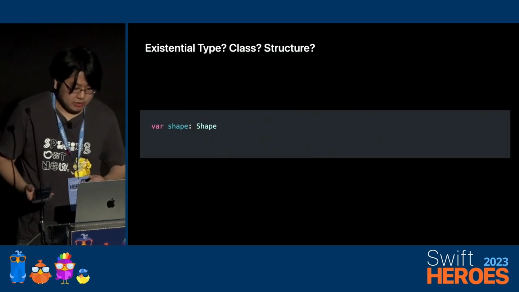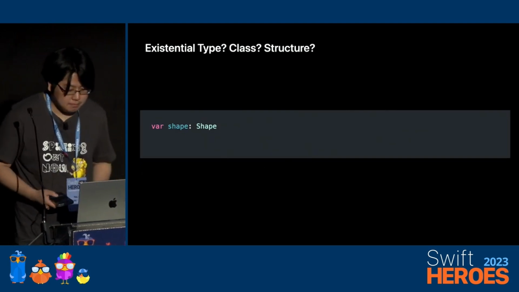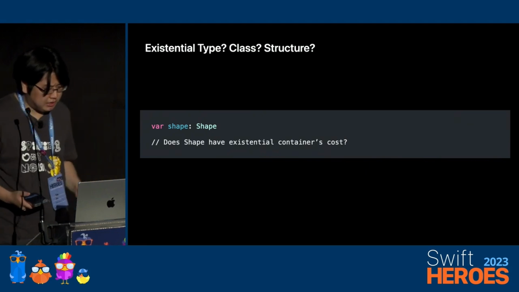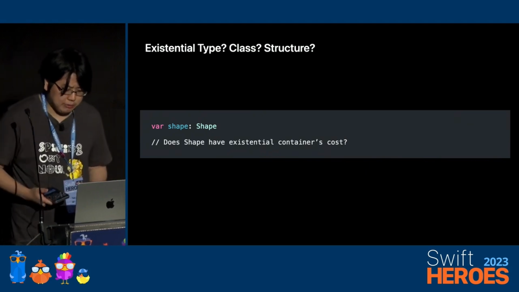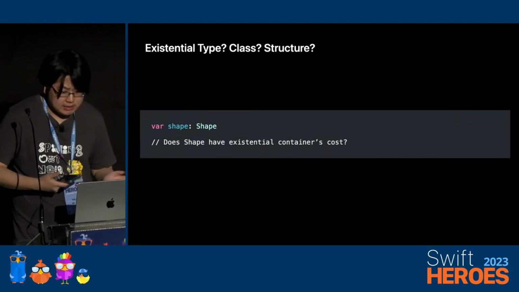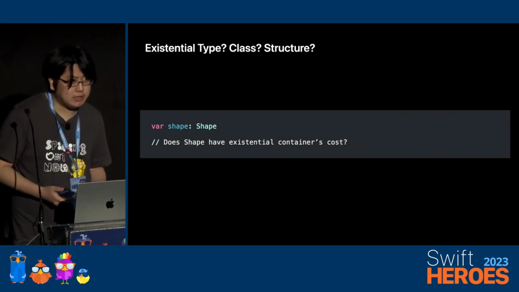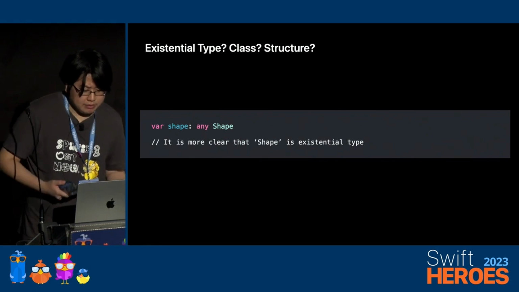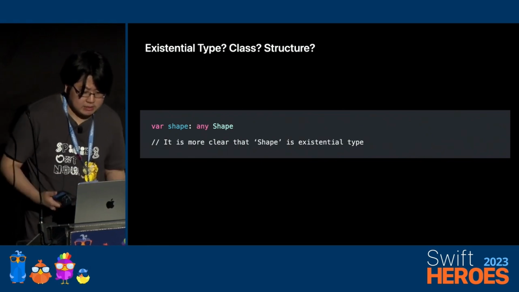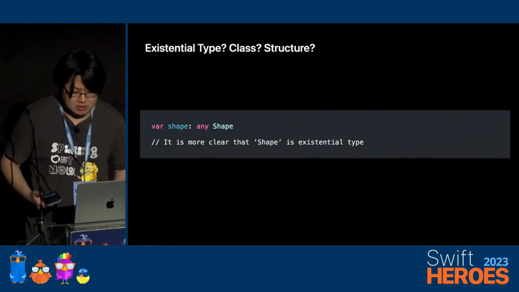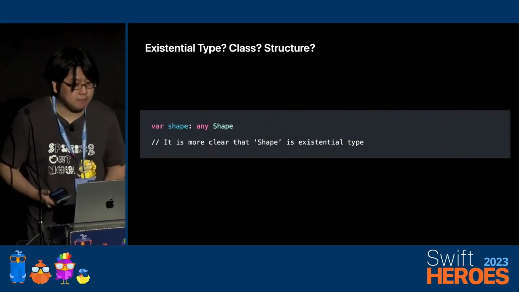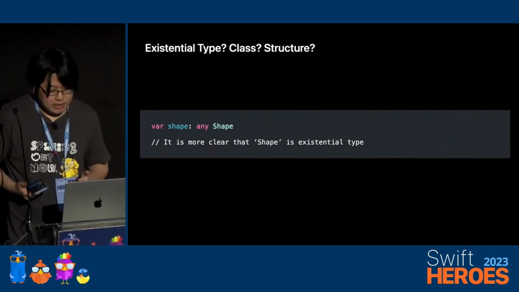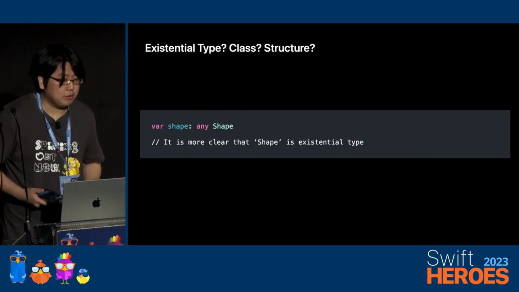So let's think about code without the any keyword like this. If we want to understand the performance cost of this, we cannot understand whether Shape is a class, struct, or existential type at first sight. So if we have the any keyword here, we can understand this Shape is an existential type and consider performance at first sight. That's why any helps us when reading Swift code.